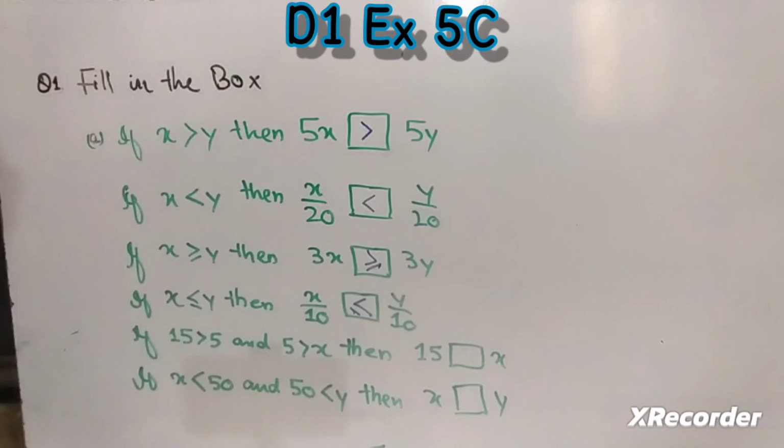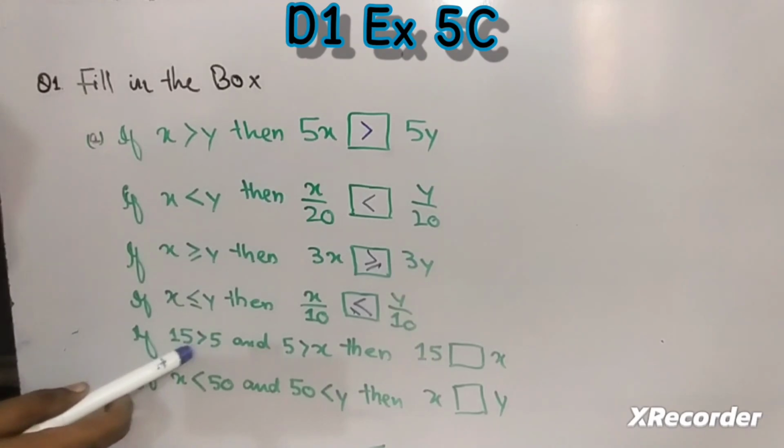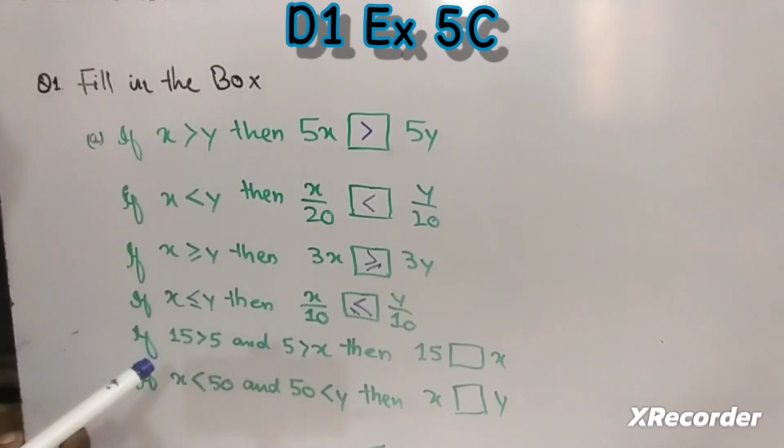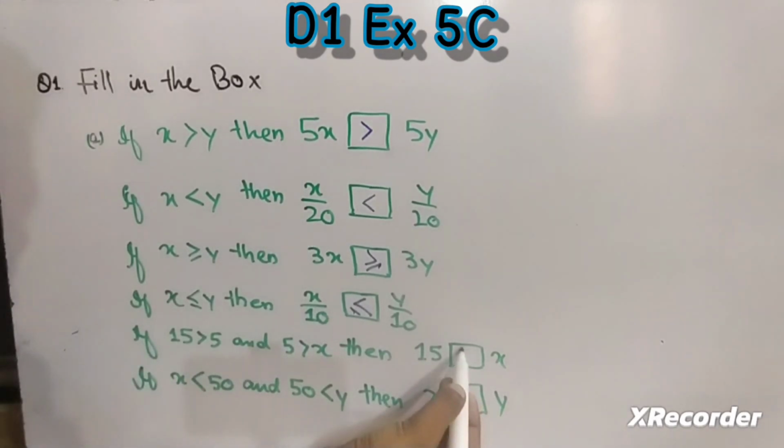Fifth part, if 15 is greater than 5 and 5 is greater than x, then 15 dash x. So here we see 15 is greater than 5, and 5 is larger than x. So x is the smaller one as compared to the 5 and 15. So 15 is greater than x. So we put a greater than sign.